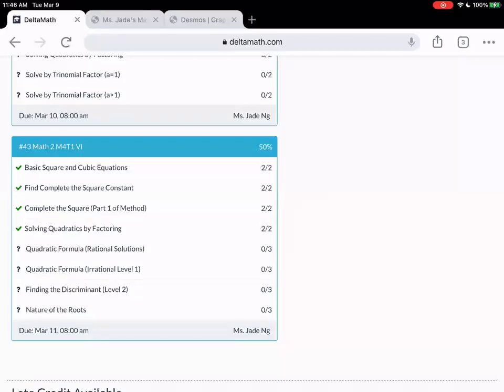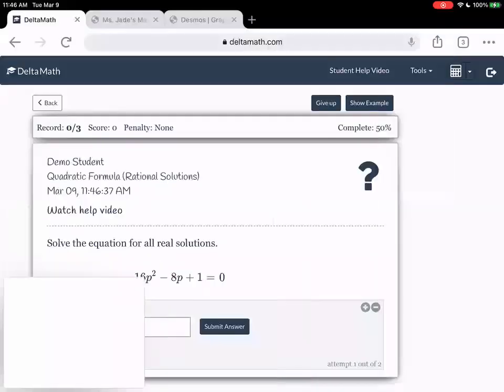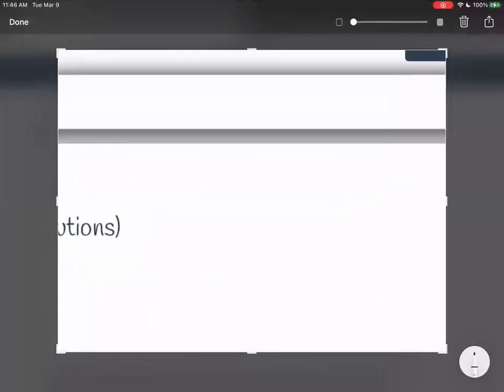So here's the new stuff. Quadratic formula, rational solutions. Going to that one. And so we're going to solve the equation for all real solutions. There is a formula that I need to write. It's called the quadratic formula. I'm going to write it over here.